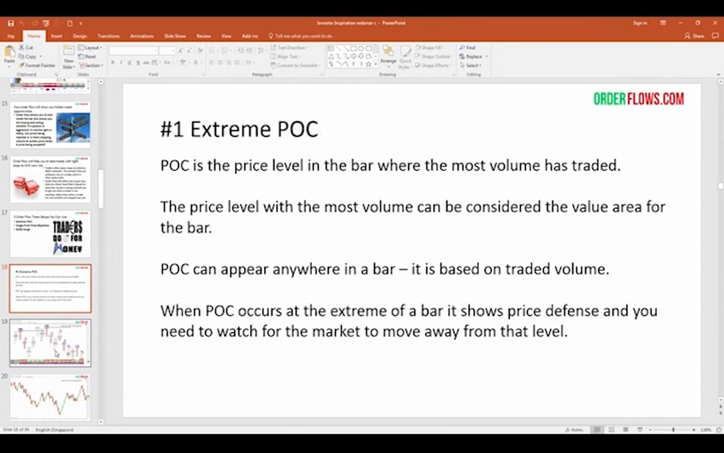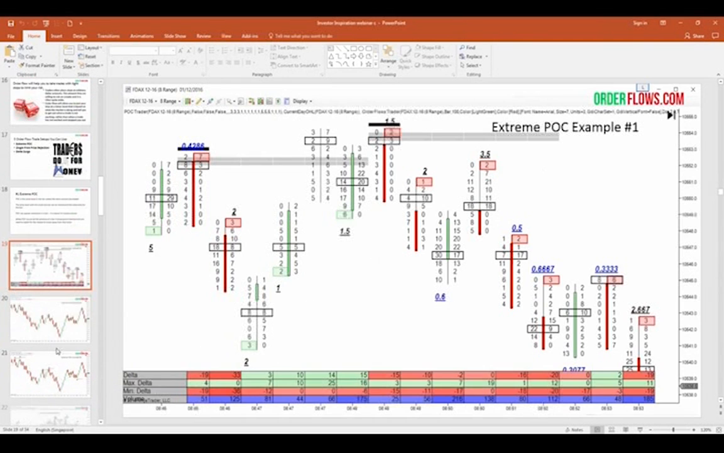Now, the point of control can appear anywhere in a bar. Remember, it's based on volume. When the point of control occurs at the extreme of a bar, it shows price defense, right? And you need to watch for the market to move away from that level. Now, what does that look like on a chart? This is what it looks like.